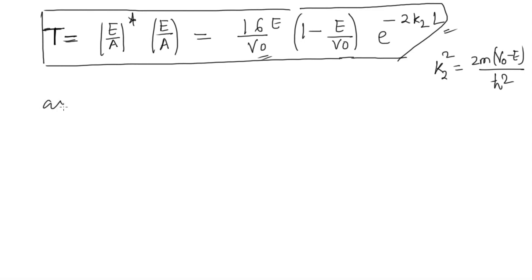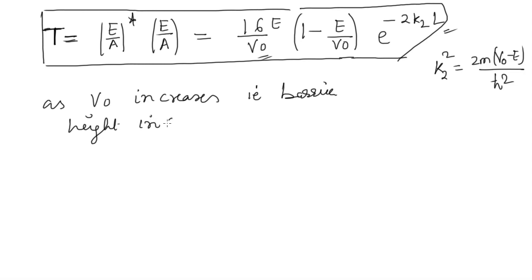So as V0 increases, that is, the barrier height increases, T decreases. The probability of being transmitted decreases. Obviously, when the height of the barrier increases, the transmission will be less. This is my first point.